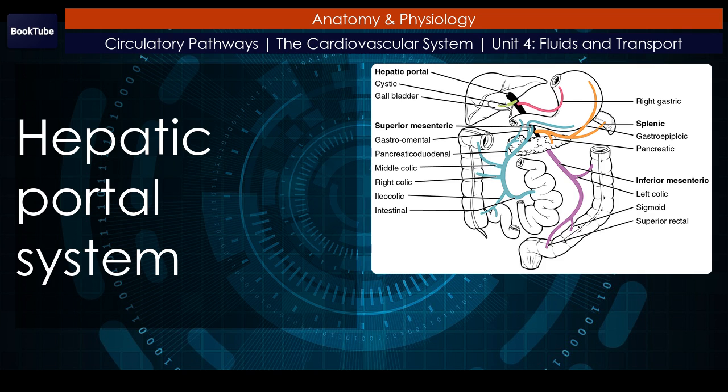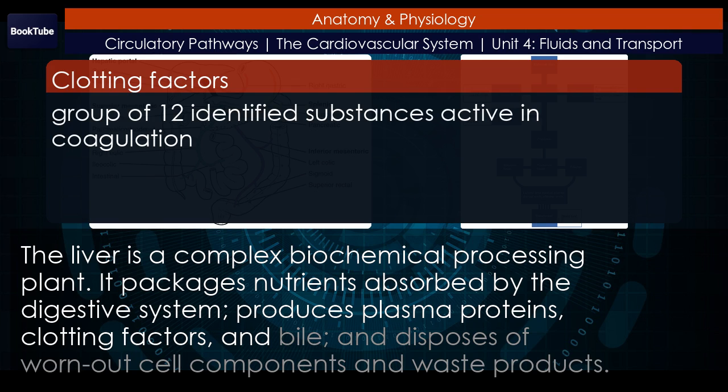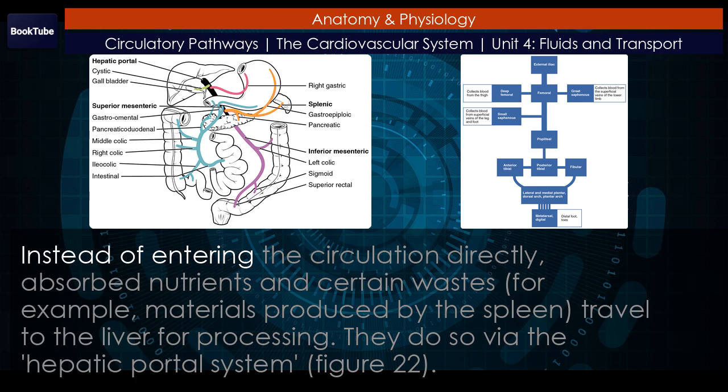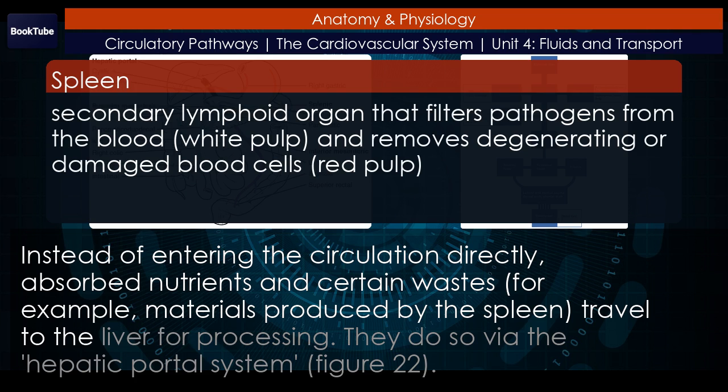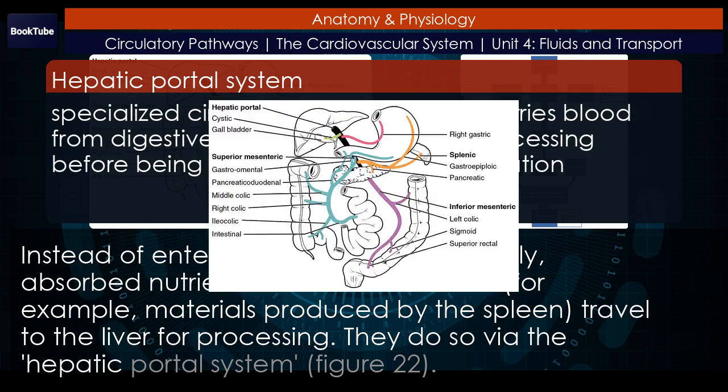Hepatic portal system. The liver is a complex biochemical processing plant. It packages nutrients absorbed by the digestive system, produces plasma proteins, clotting factors, and bile, and disposes of worn-out cell components and waste products. Instead of entering the circulation directly, absorb nutrients and certain wastes. For example, materials produced by the spleen travel to the liver for processing. They do so via the hepatic portal system.